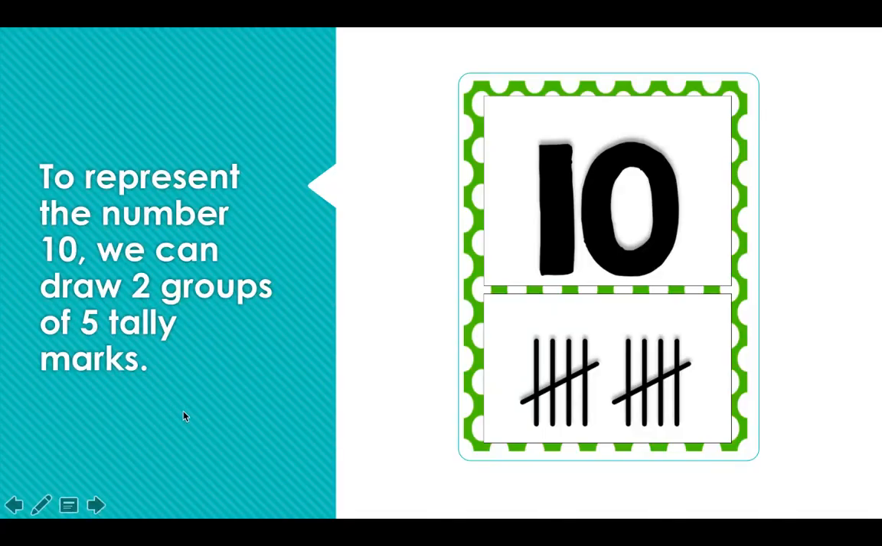Now to represent the number 10, we can draw 2 groups of 5 tally marks. So here, when I see a group of 5 tally marks, I'm going to count by 5s. So I have 5, 10. Here I have 10 tally marks to represent the numeral 10.